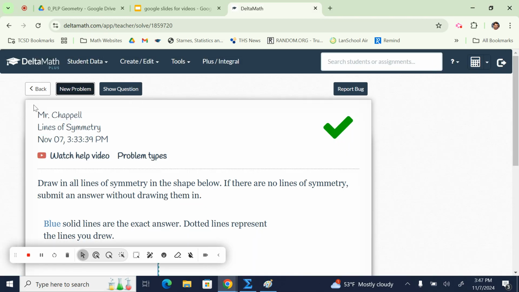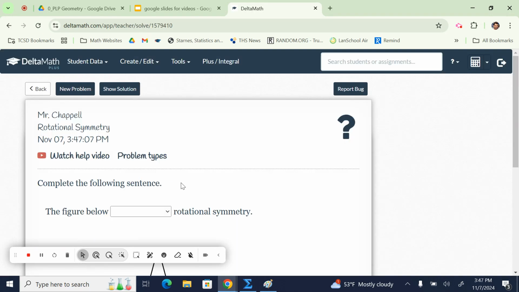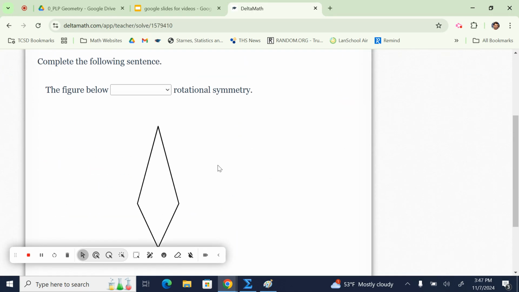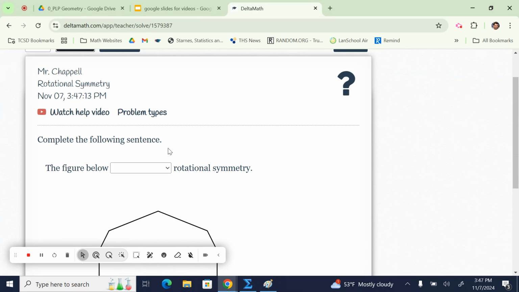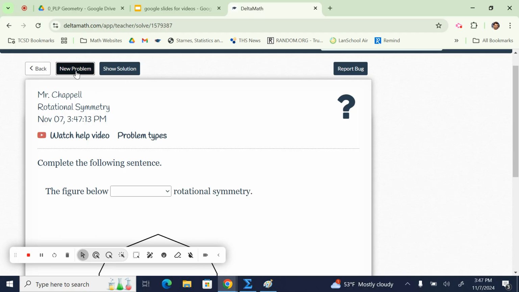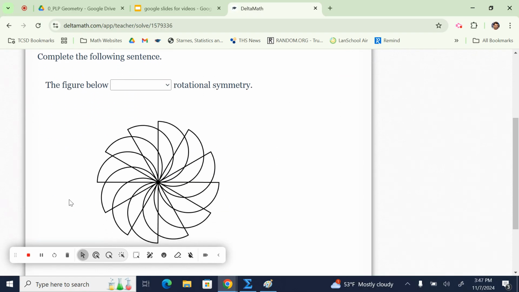All right. Okay. Now let me go do the rotational symmetry. Let's see what we get first here. Let's get one that maybe has one. This one actually doesn't have any. Okay, all right, let's do this one, okay?